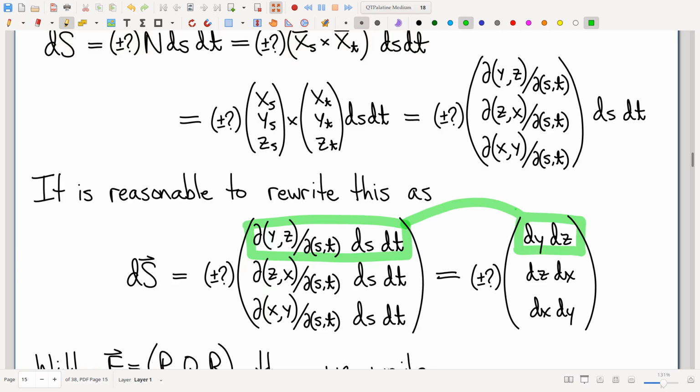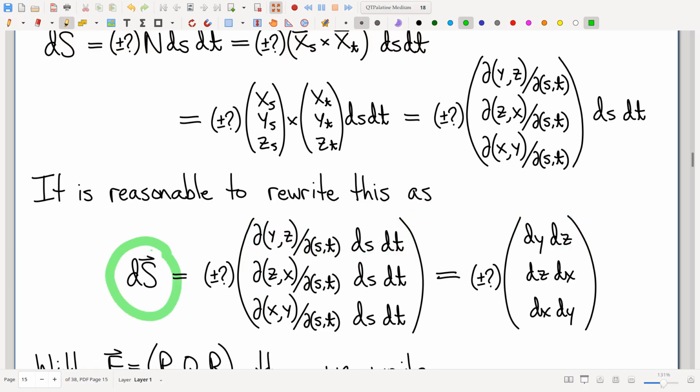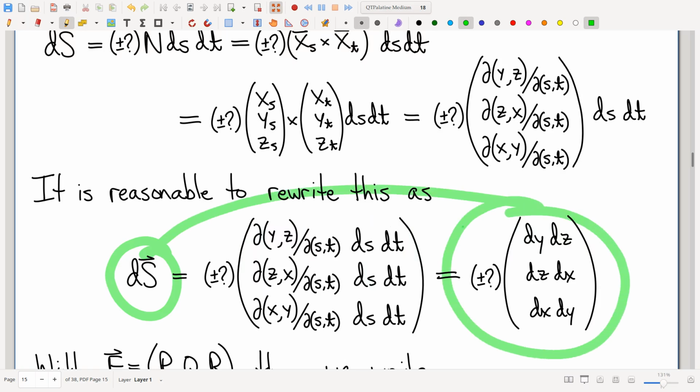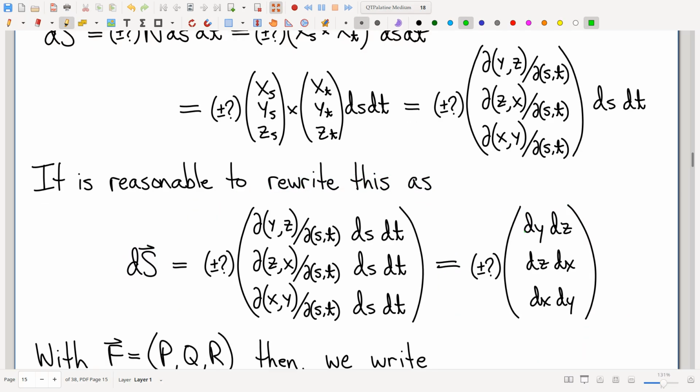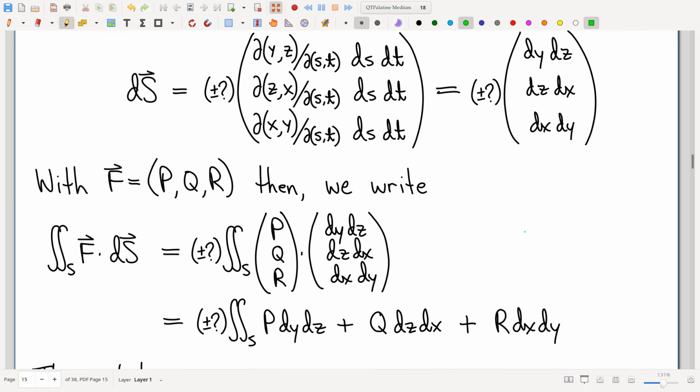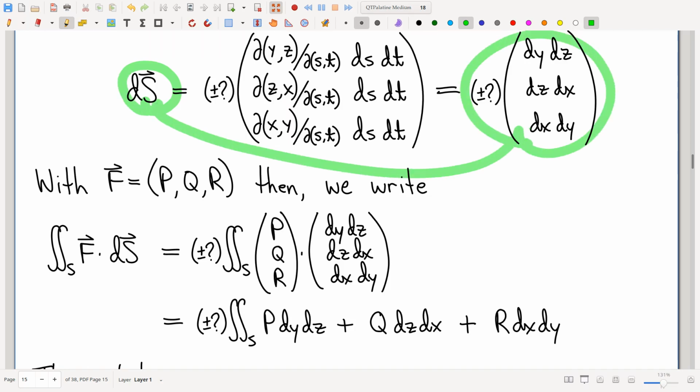So likewise for the other coordinates, and nice punchline then, we have a coordinate notation for our ds vector. This is totally analogous to what we did with line integrals. And we can take that and plug it in, let's see here, ds being that, this becomes that. Don't forget your plus minus.